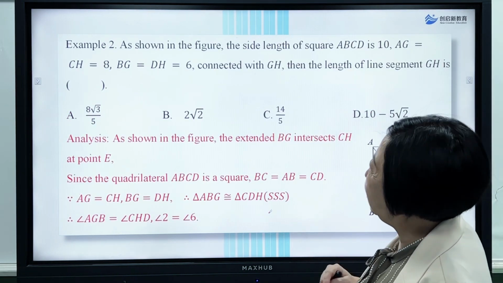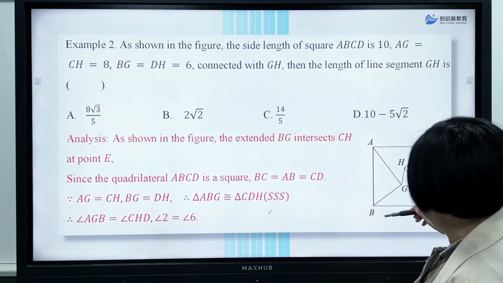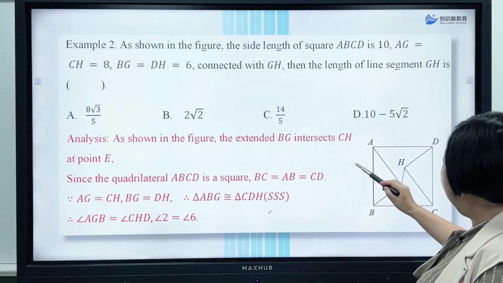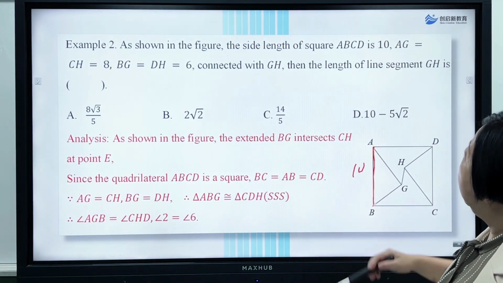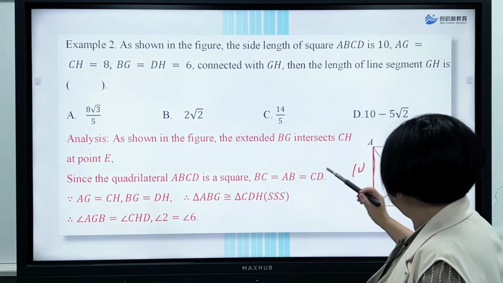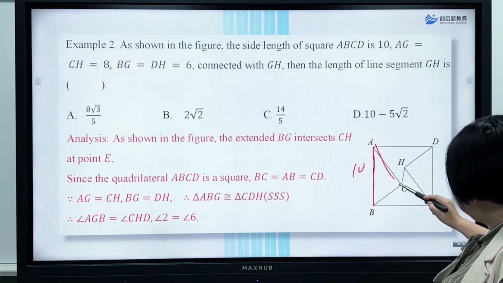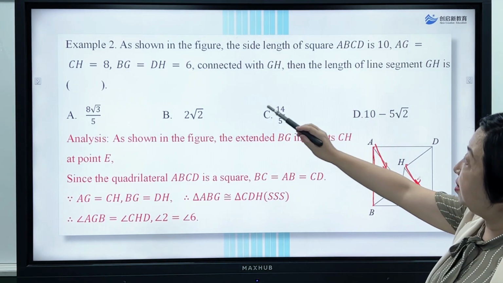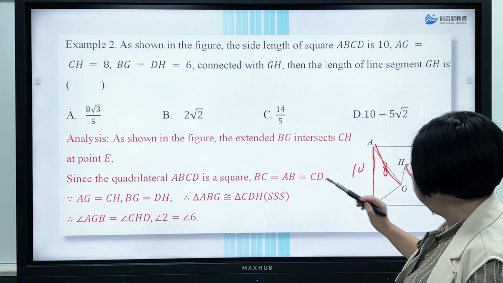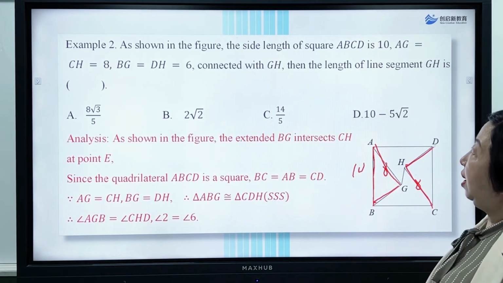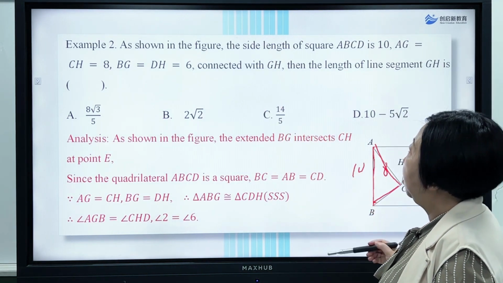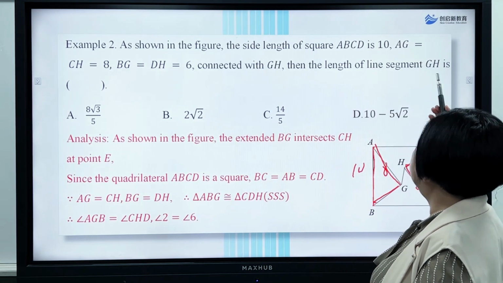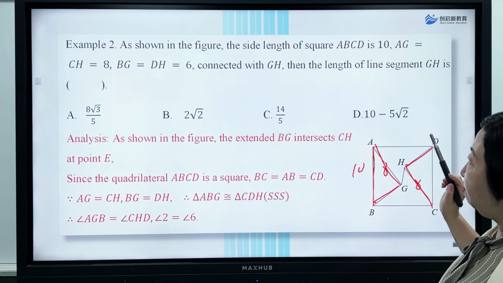This question is very interesting. As shown in the figure, the side length of square ABCD is 10. AG equals CH, which is 8. And BG and DH are 6. Connect HG. What is the length of the line segment GH?